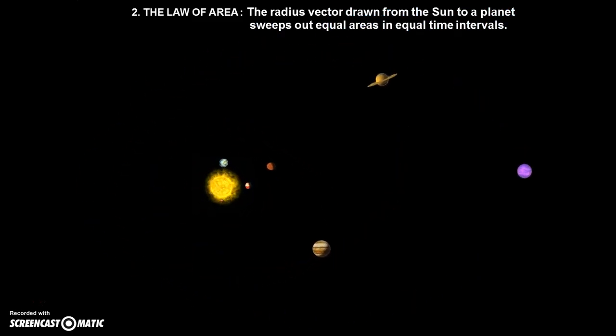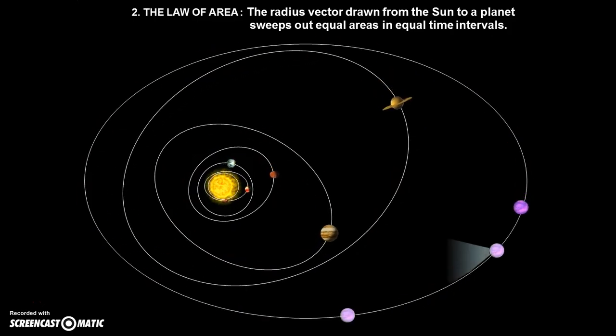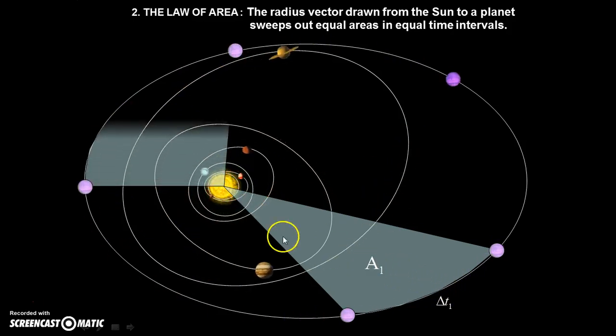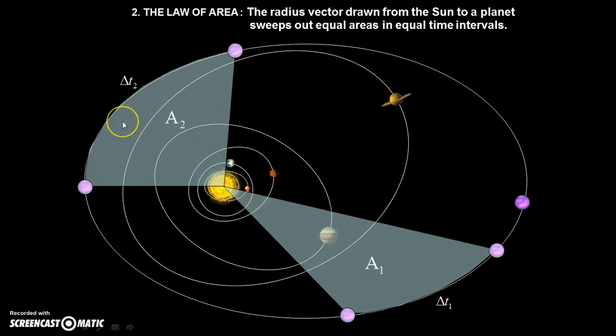The second one is the law of area. A radius vector drawn from the Sun to a planet sweeps out equal areas in equal time intervals. This vector drawn from the Sun to the planet sweeps out equal areas in equal time intervals. And delta time 2 and area 2. If delta time 1 is equal to delta time 2, area 1 is equal to area 2.